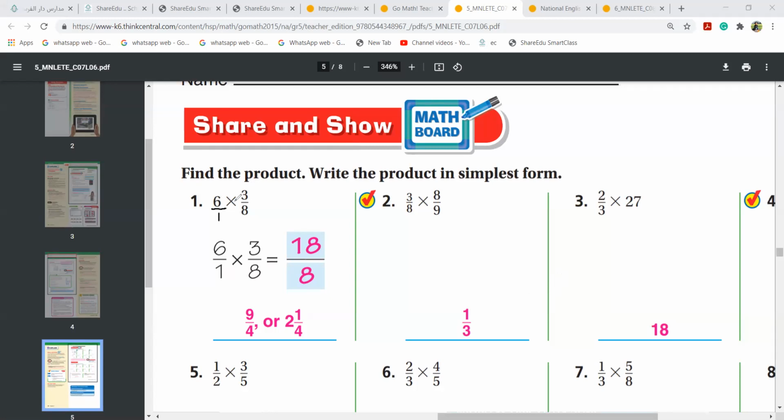Here you have 6 times 3 over 8. I multiply the numerator, I write 18. I multiply the denominator, 18 over 8. Both of them come in the timetable of 2. I need to divide by 2. So I get 9 over 4.